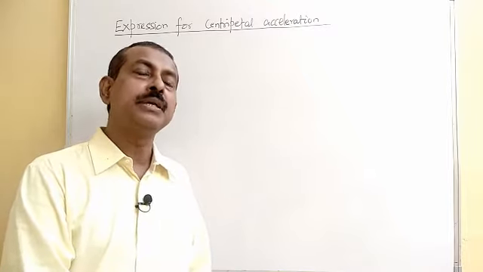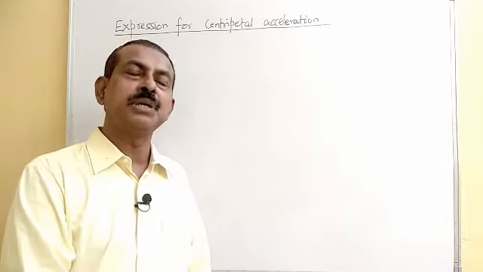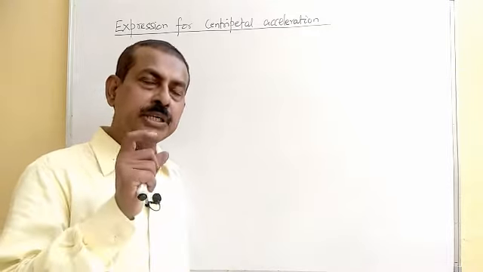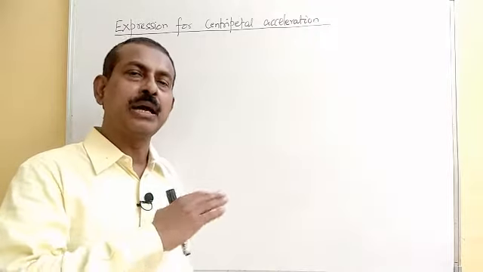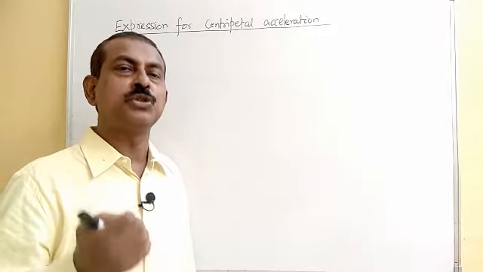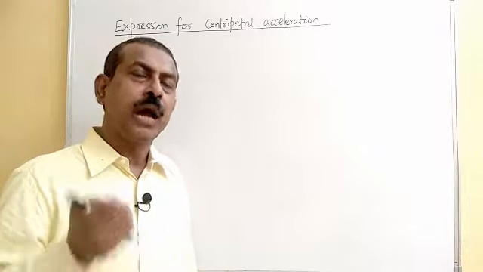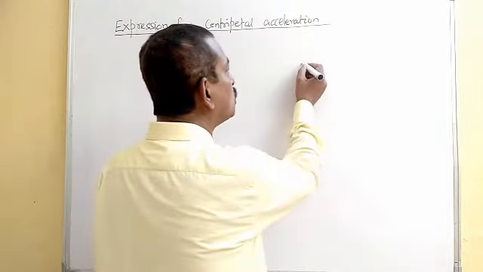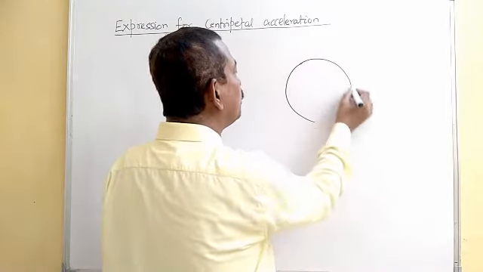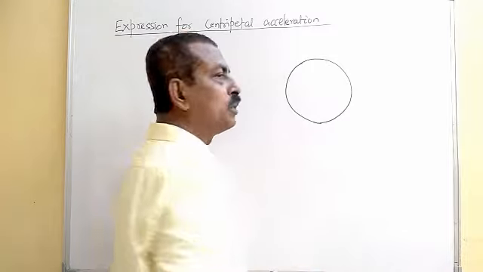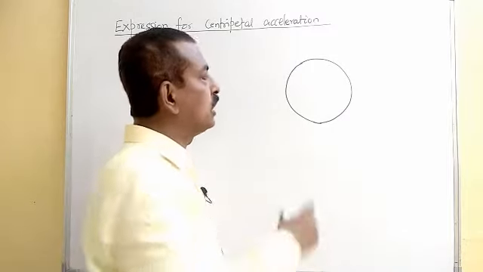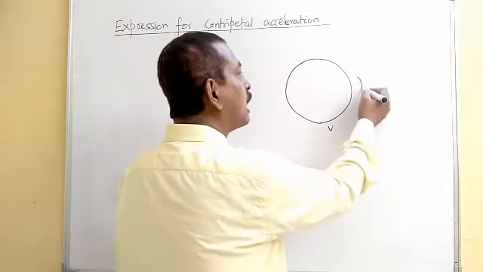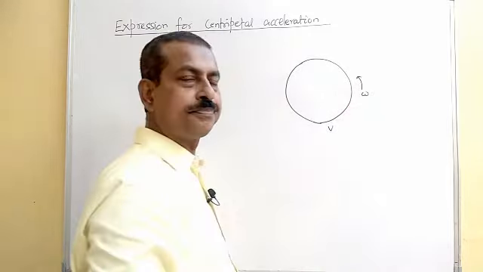It can be given in other forms also, like omega square R or V into omega, by using the relation between linear speed and angular speed, which is V equals R omega. How we get that V equals R omega, that we can discuss. Suppose you have a body which is moving along a circular path with the speed V, and its angular speed is suppose omega.